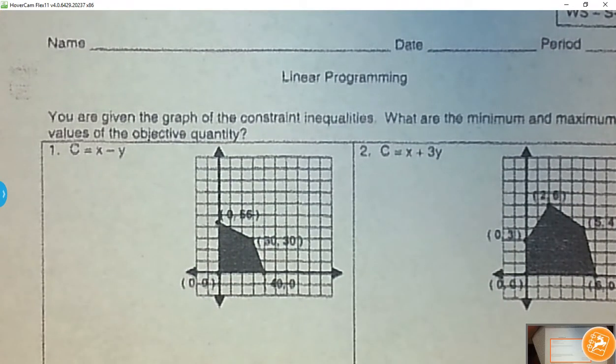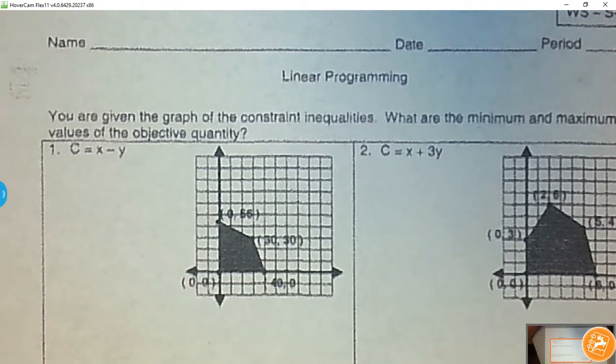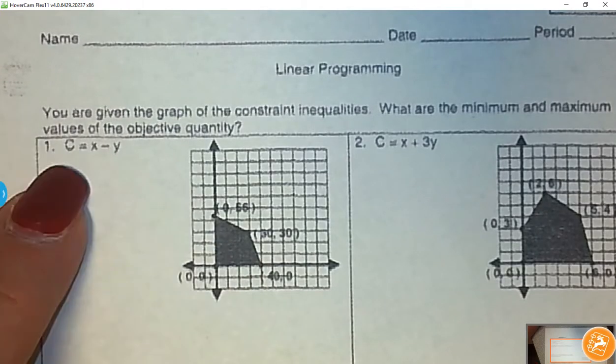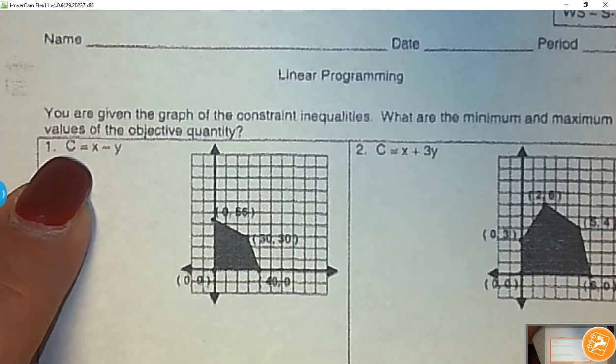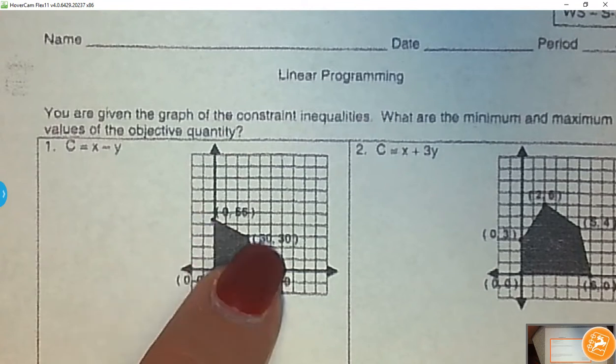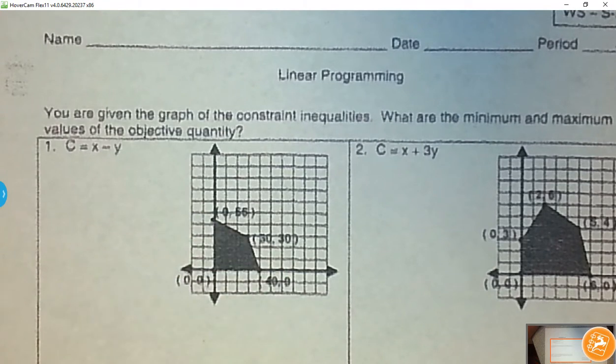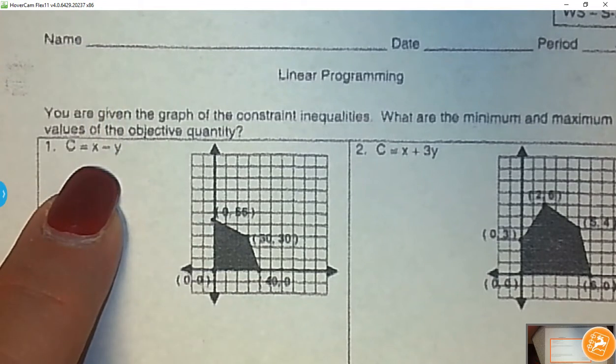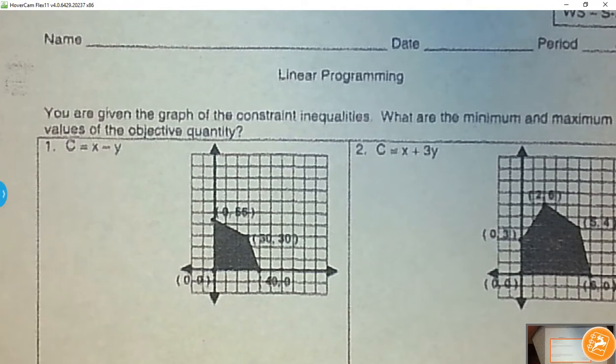We're going to do some linear programming. All right, so what they've done is they have graphed this figure. They've given me this equation, which is my cost equation. And what we're going to do is each of these ordered pairs here that are the vertices, we're going to plug them into this cost equation and figure out which ordered pair will maximize and minimize the cost.